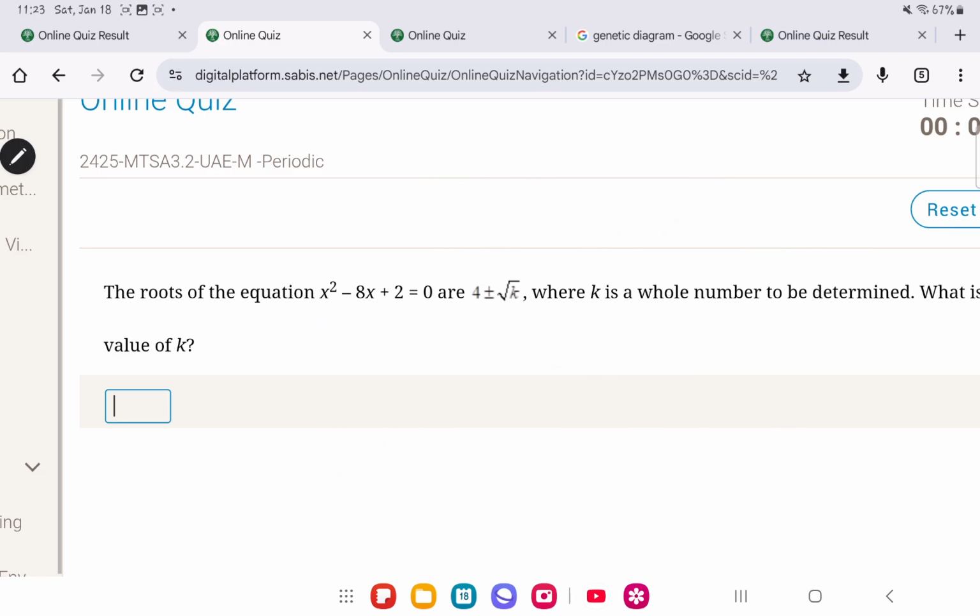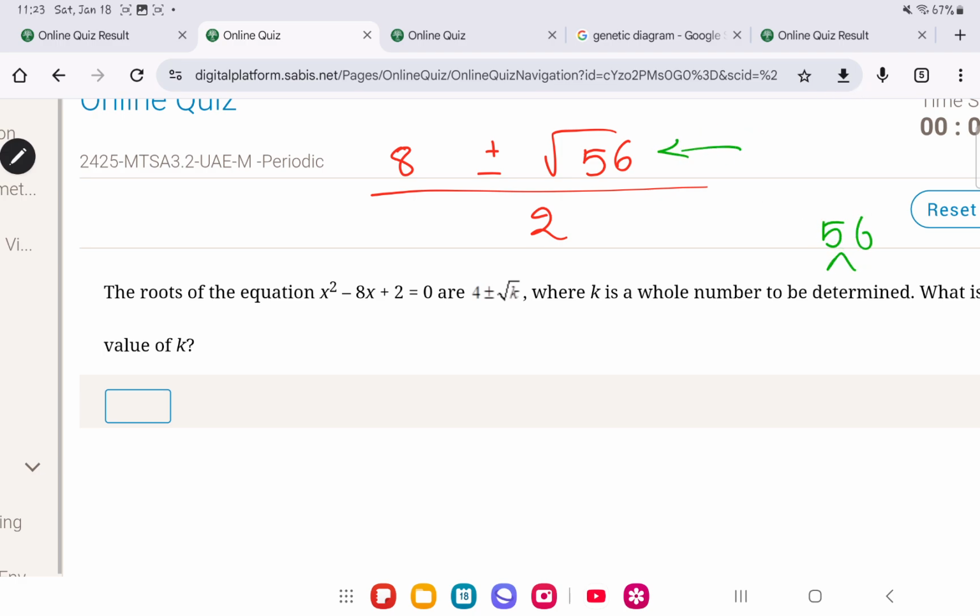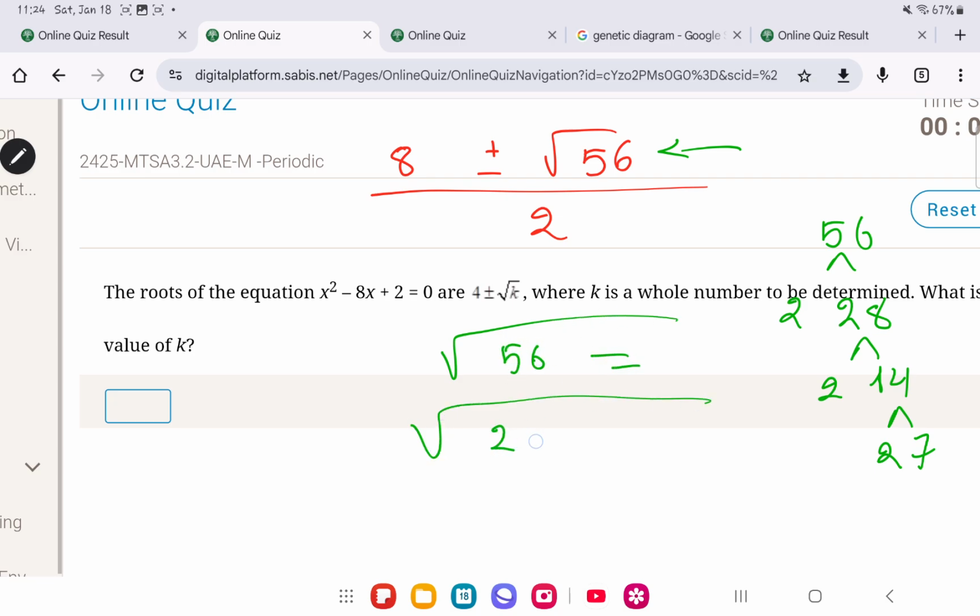Okay, so let me just clear it out. Then that means it's going to be 8 plus or minus radical 56 divided by 2 times 1, which is then 2. Now 56, if we do the tree, we are going to get 2 times 28, 2 times 14, and then 2 times 7. So radical 56 is equal to radical 2 times 2 times 2 times 7. Now for every 2 of the same, take one version of it outside. So this is 2 radical 14.